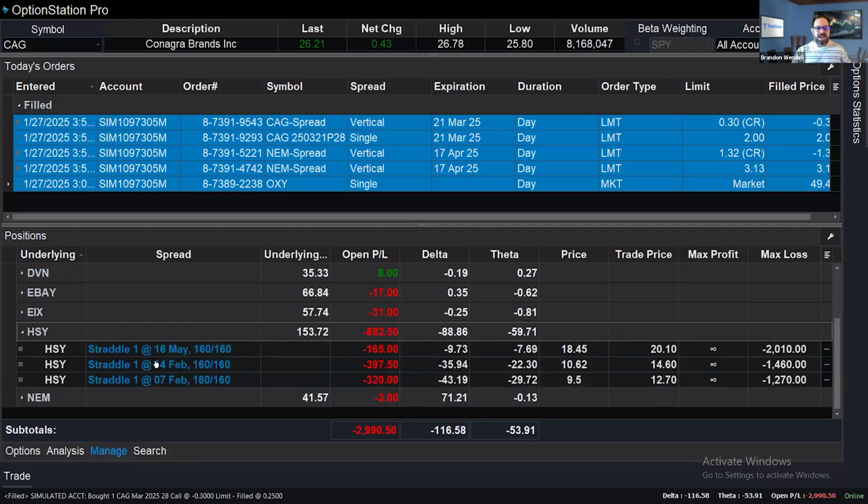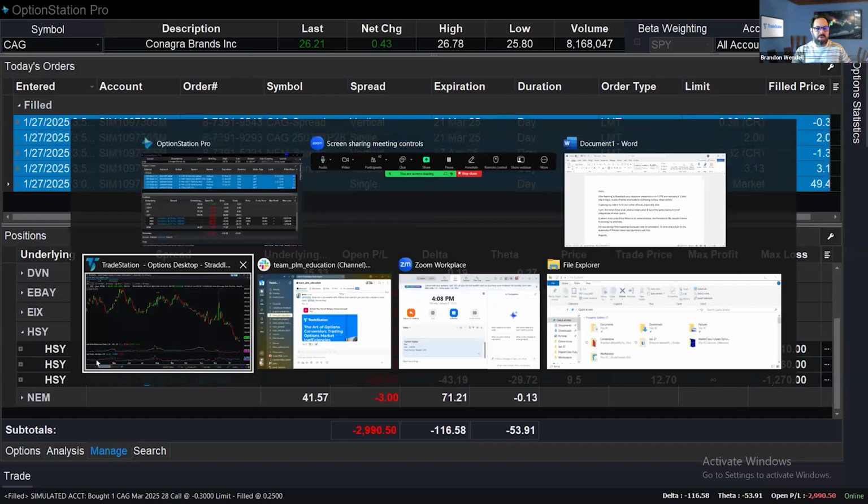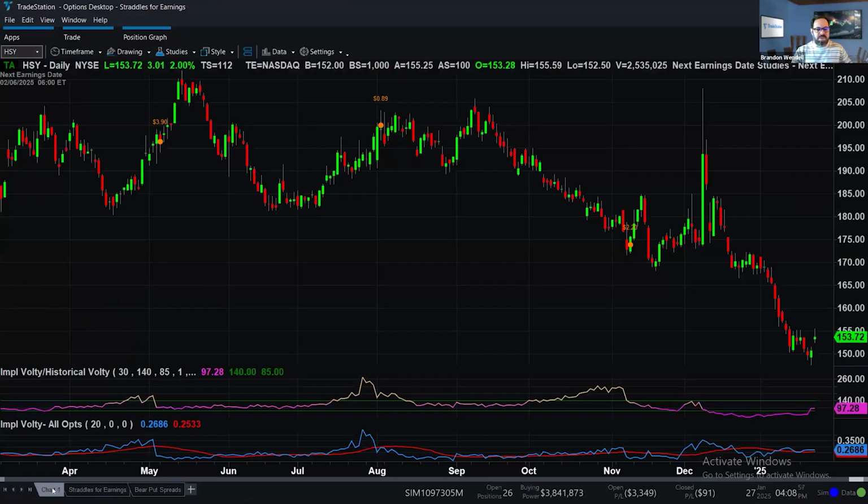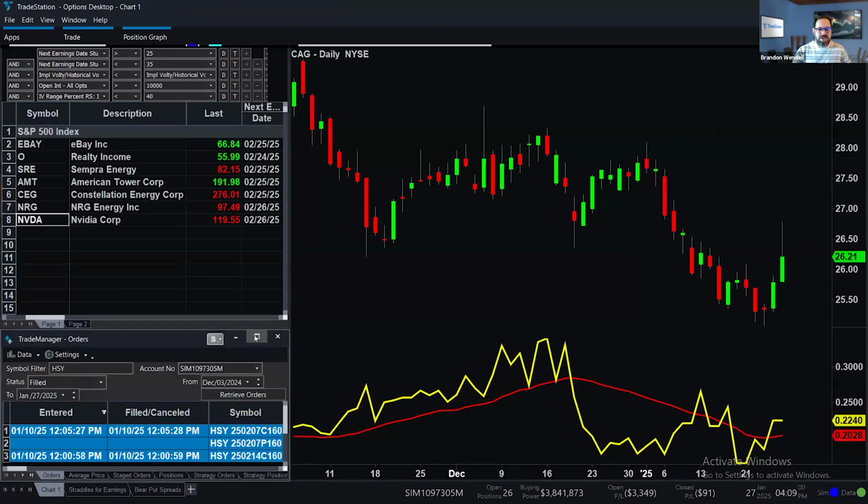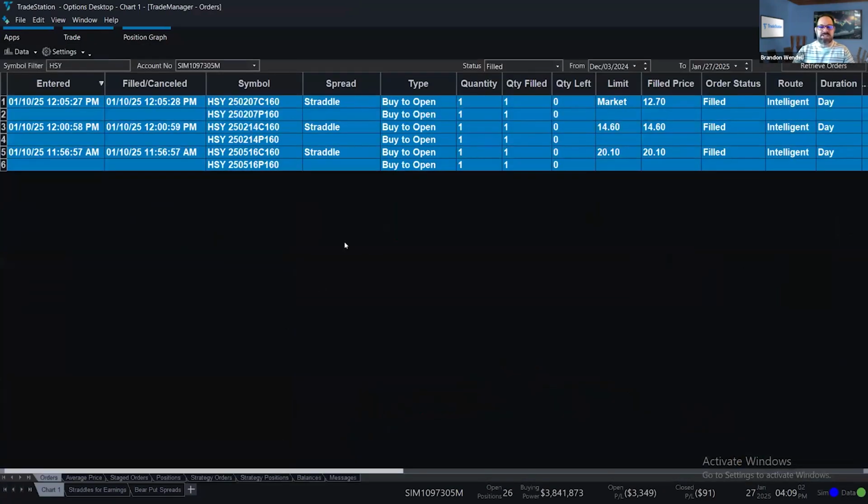So when we got together last, it's been a little while here. We had a holiday in between, but I remember we put on a couple of trades here in Hershey. And if I go back to, there it is, my trade manager window, I actually already did this to cut down the time a little bit. Under my trade manager window, I opened it up and went into my orders and just ran the history real quick and found, under filtering for HSY, that I had put on 3 different straddles.